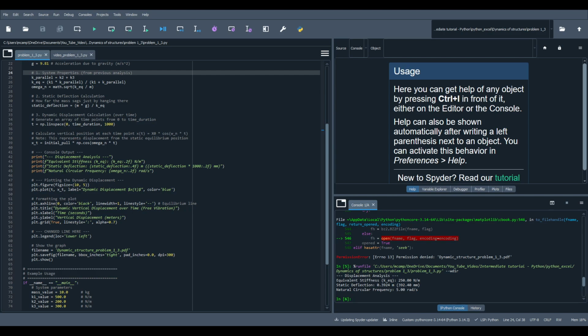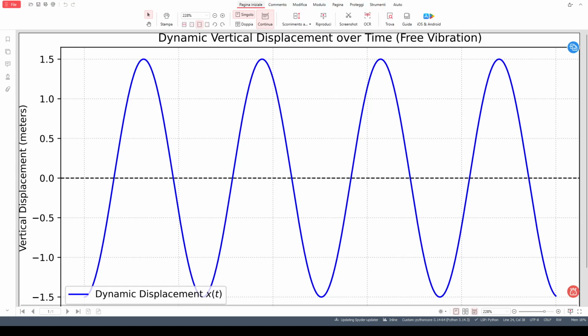The solution, the output of this program, is this graph, with a harmonic function. So we apply 1.5 displacement to start, and after there is the cosine graph of this displacement. It is a harmonic value.